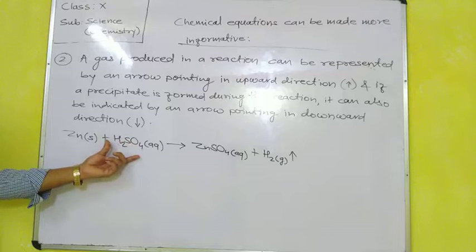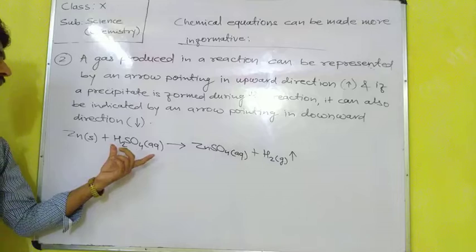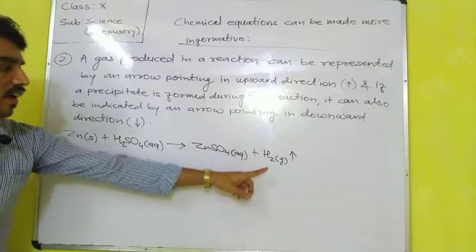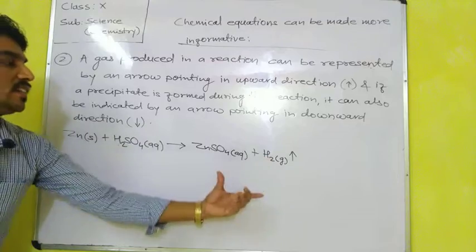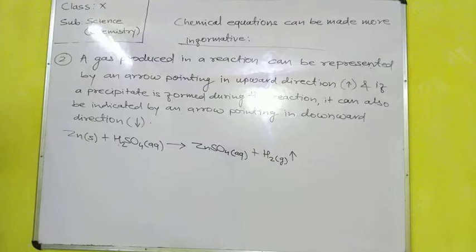Sulfuric acid is in the aqueous state. Aqueous state means where water is present as a solvent. Zinc sulfate is also in the aqueous state, and hydrogen is in the gaseous state. This gas moves in the upward direction, so it is represented with an upward arrow. It moves upward as a gas. Okay, so one more example.